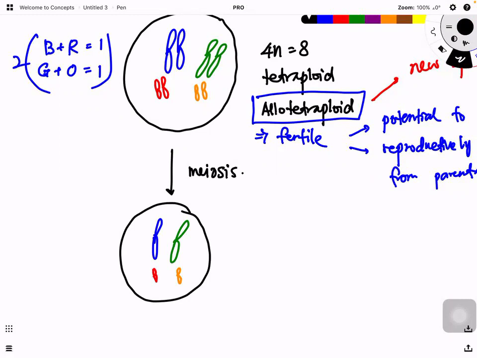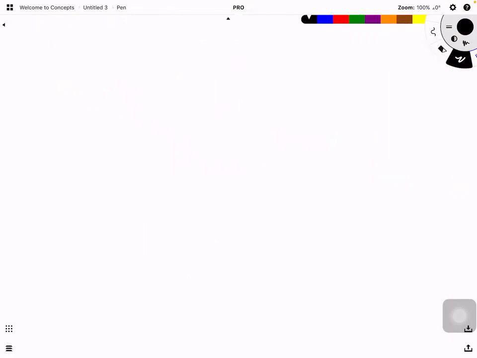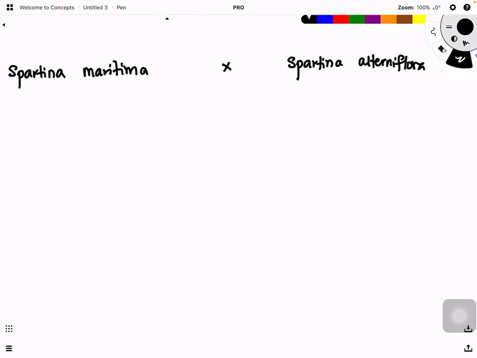Okay, so let's look at an example, one example that you are required to know. Actually it is between two types of grass. One is Spartina maritima, which in nature interbreeds with Spartina alterniflora. You need to remember this name, Spartina alterniflora.